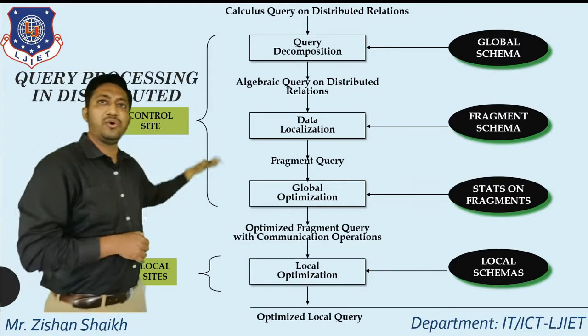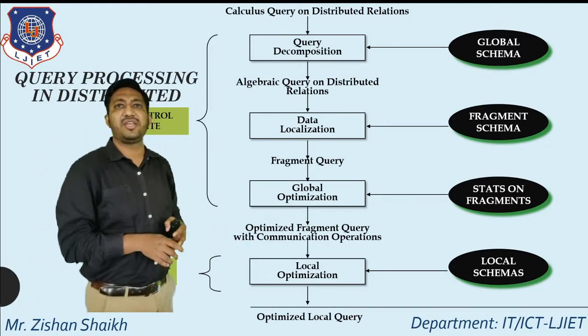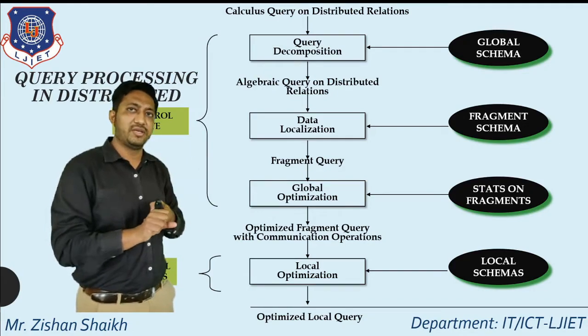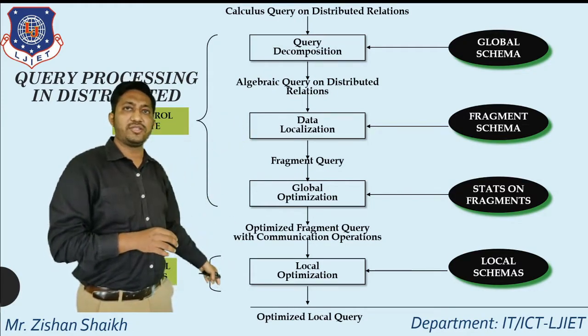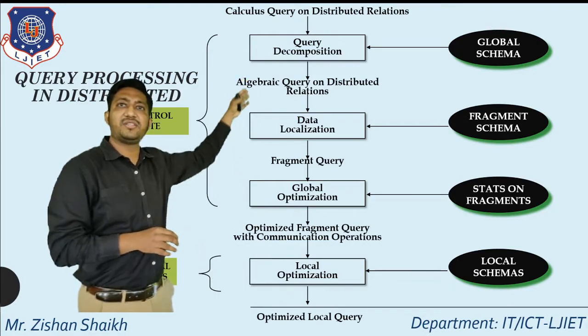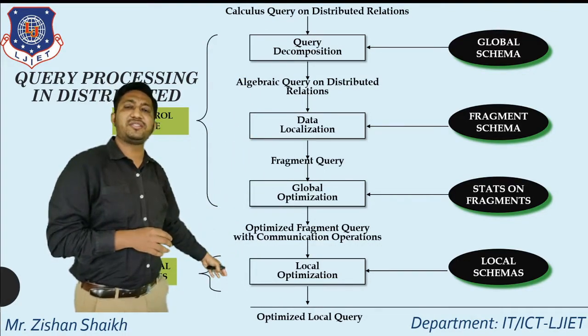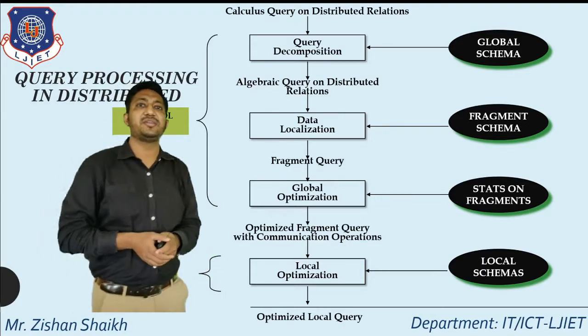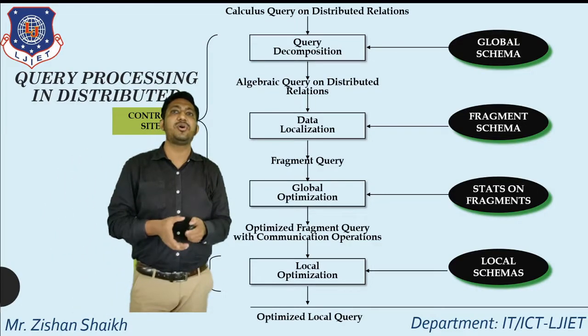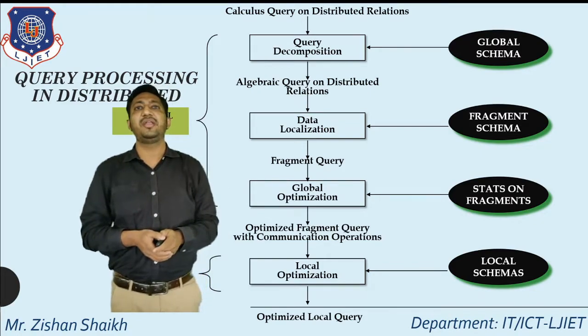So the whole design of distributed query processing is divided into 2 parts, control side and local side. In the control side, the first 3 components are executed. In the 4th, the local side, our local optimization is executed. So this is all about query processing in a distributed system.